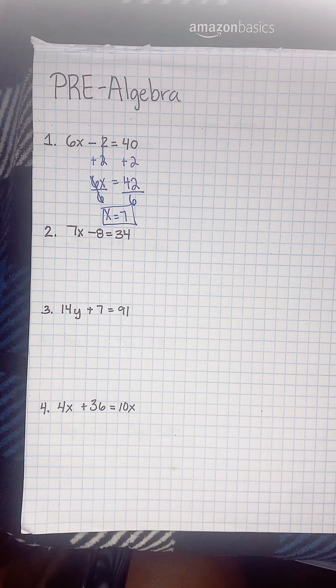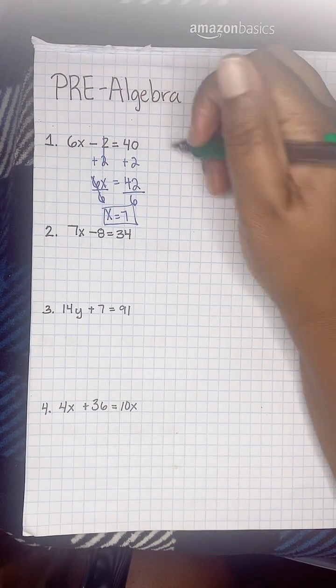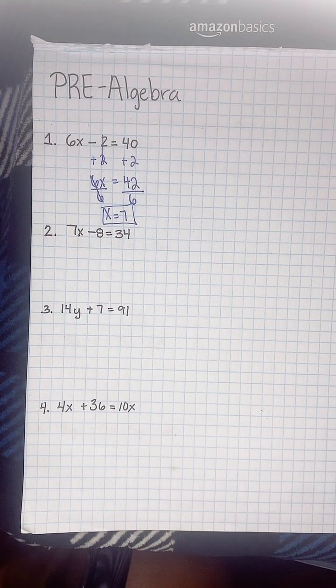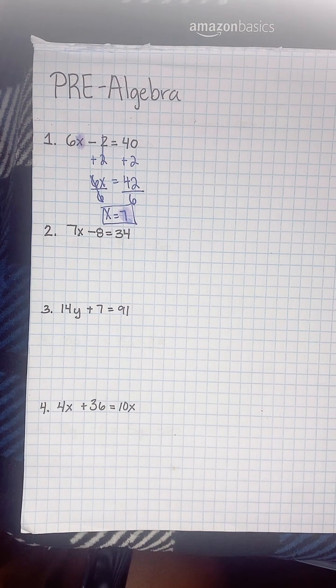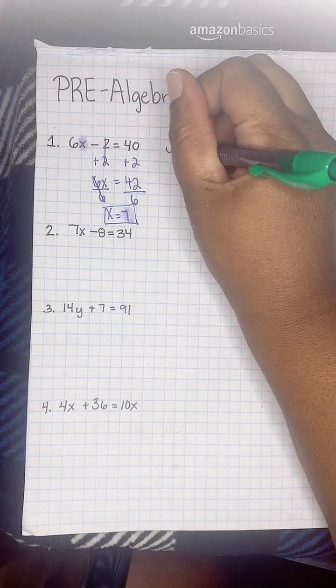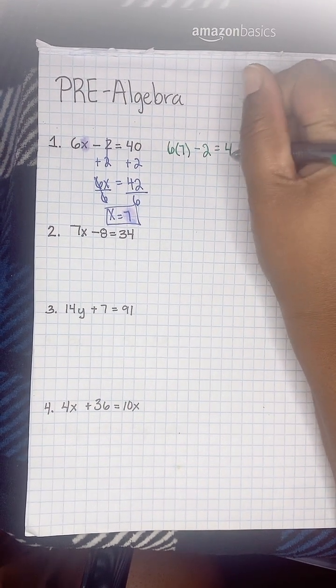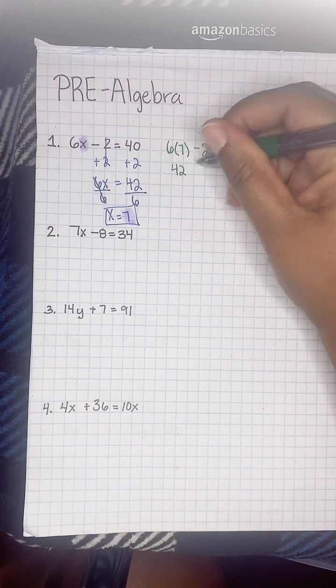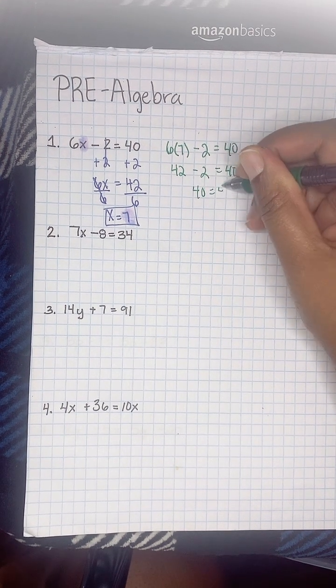Good. Now, I want to show how we can check this, okay? Because I was surprisingly shocked when some of my 10th graders didn't understand how to check their work. If it says check your solution, you're literally plugging in this 7 for this x, okay? And you're hoping that the left side equals the right side. So let's just do that. 6 times 7 minus 2 equals 40. So 6 times 7 is 42 minus 2. And then 40 equals 40.